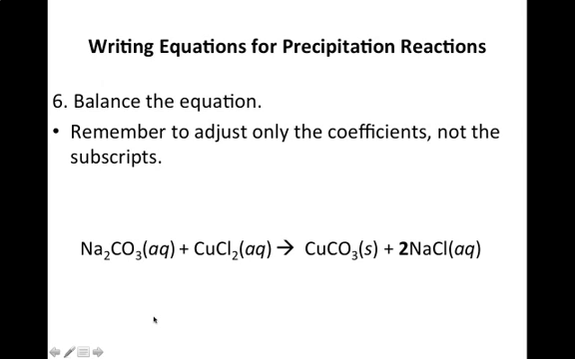Balance the equation. Remember to adjust only the coefficients, not the subscripts. So we need a 2 here because we had a 2 there. When we do that, it makes this chlorine have 2, and now it's balanced.